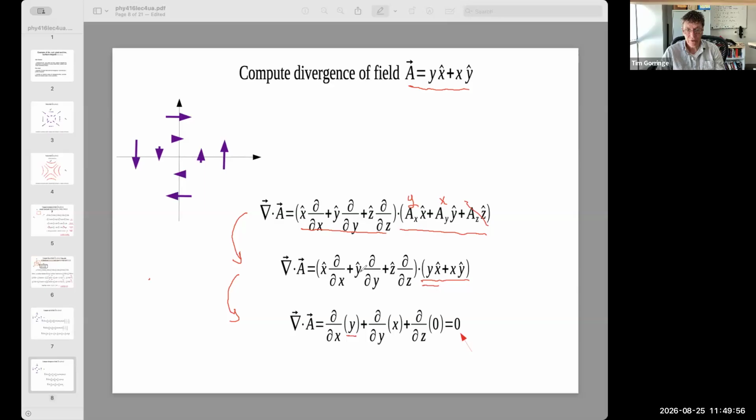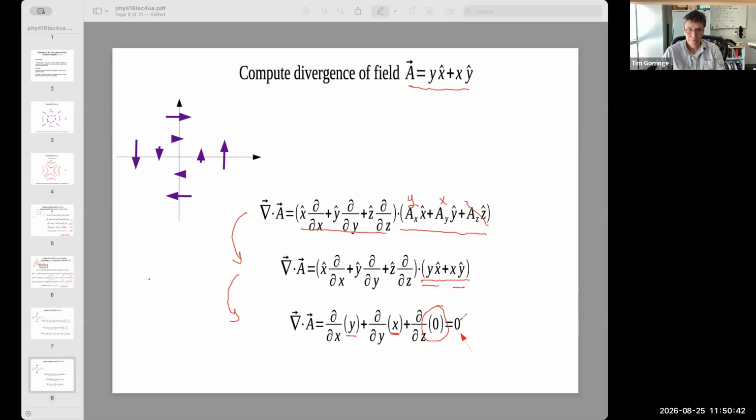When I carry out the dot product of the y unit vector with my field, well, y dot x is going to be 0, so I'm not going to get any contribution from this piece. But y dot y, that's going to give me unity. And so I get a contribution from the y component of the del vector operator that is just going to be this x here. So that's carrying out the two dot products of the x and y unit vectors. For the z unit vector, well, look, there's no z component. So it's z dot x, z dot y is 0, and so that's the 0 here.